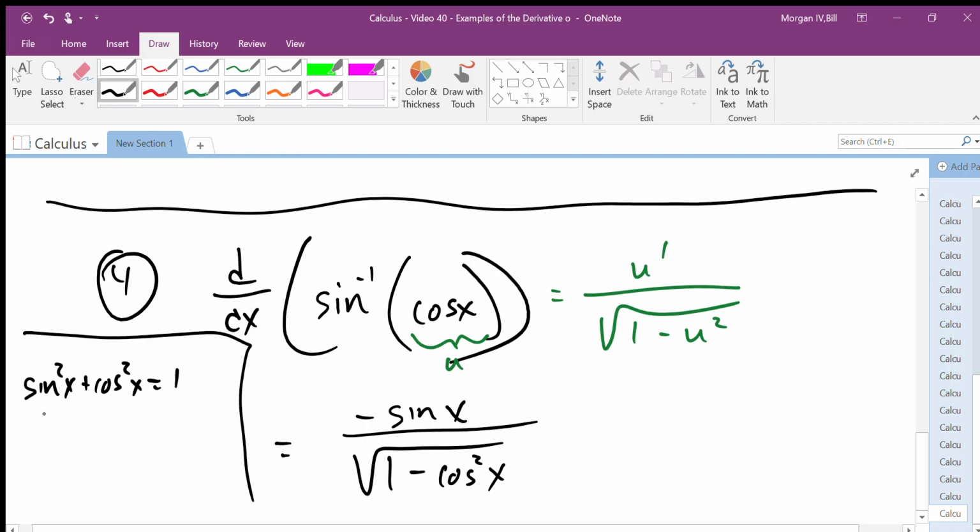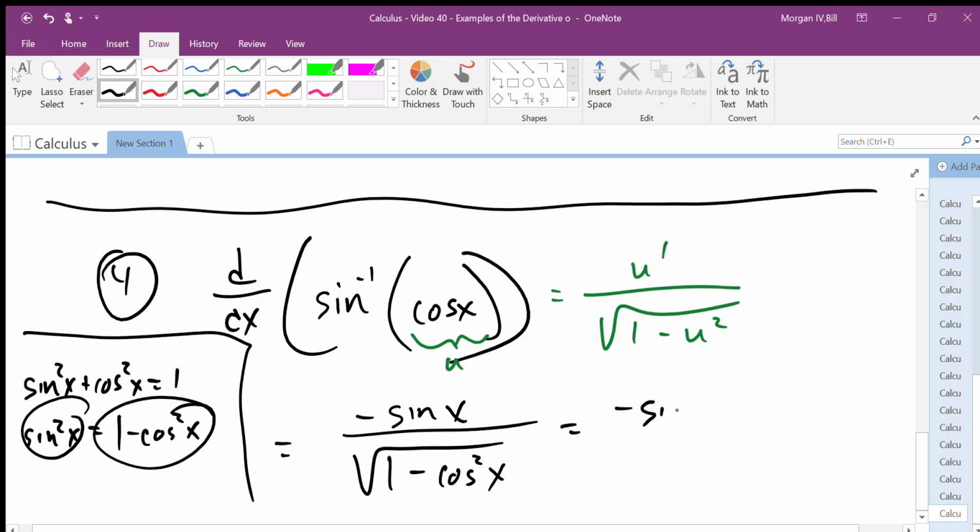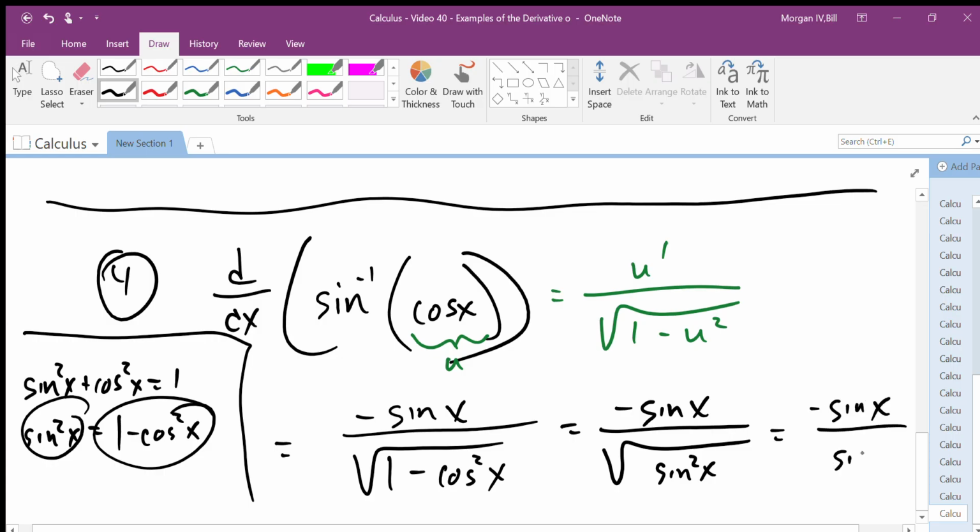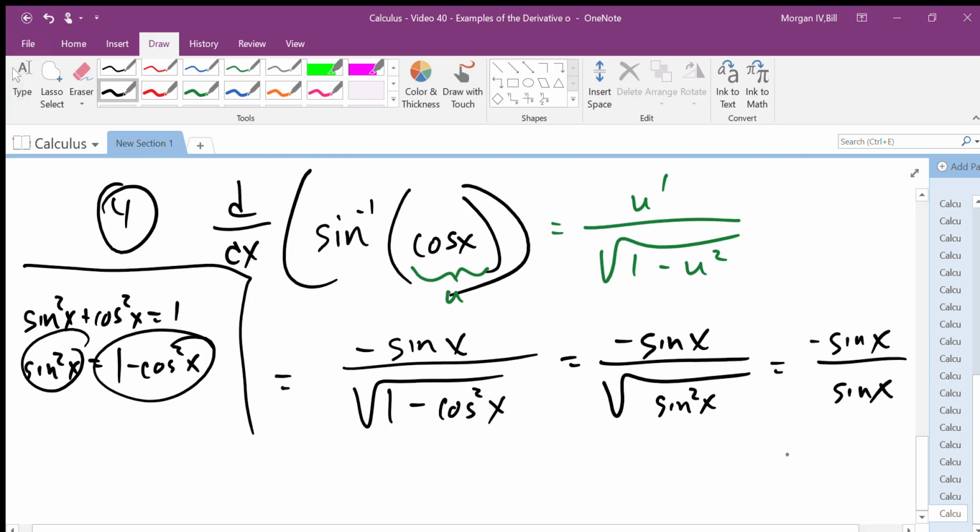Or if you rearrange, sine squared of x is equal to, subtract cosine squared from the other side, 1 minus cosine squared of x. We see that 1 minus cosine squared of x is actually equal to sine squared of x. So, we get negative sine of x over the square root of 1 minus cosine squared of x, which is sine squared of x. That's negative sine of x over sine of x, which is negative 1.